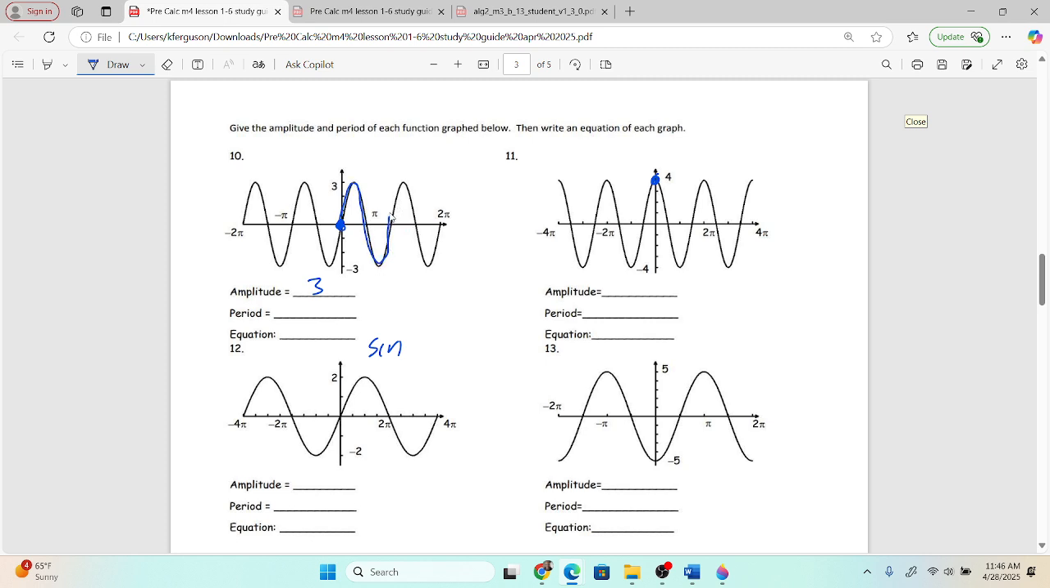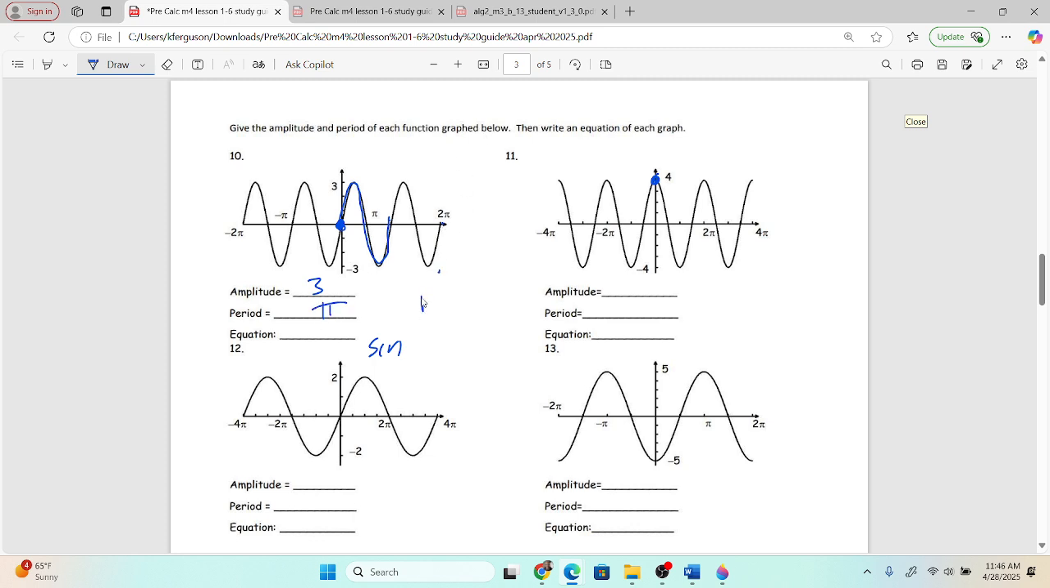That's one cycle. That's 2 cycles. So how long does it take me to get through one cycle? Not 2. That's the frequency. How long does it take me to get through one cycle? There's 2 complete cycles between 0 and 2 pi. That's the frequency. So what is the period? It's pi.